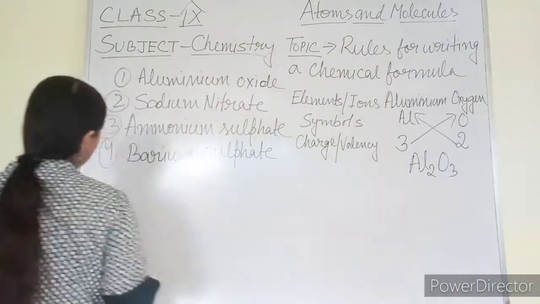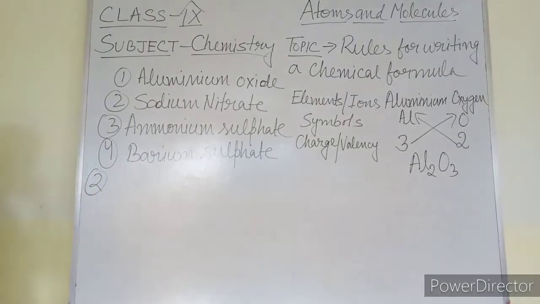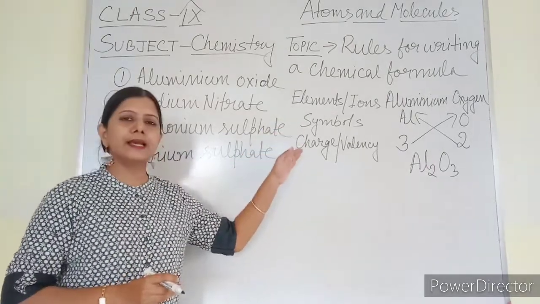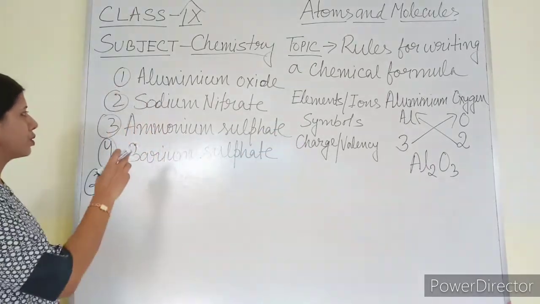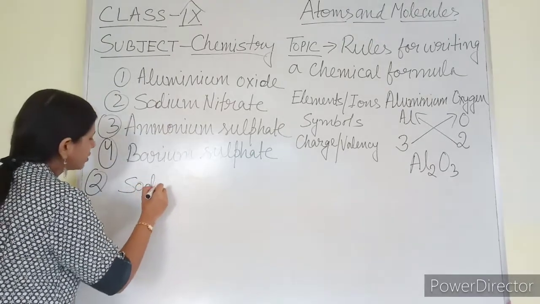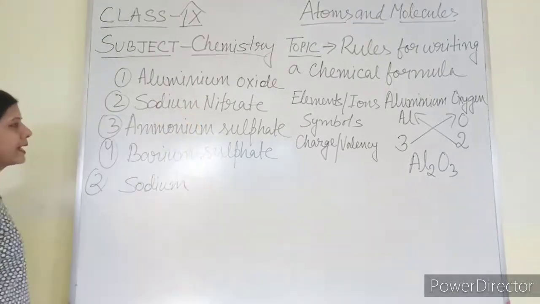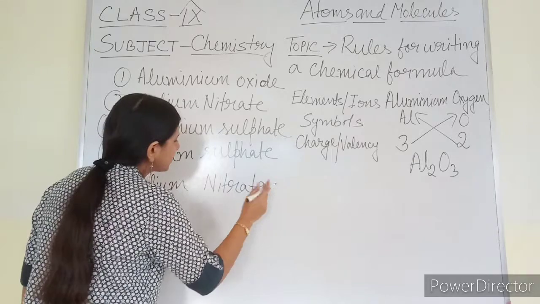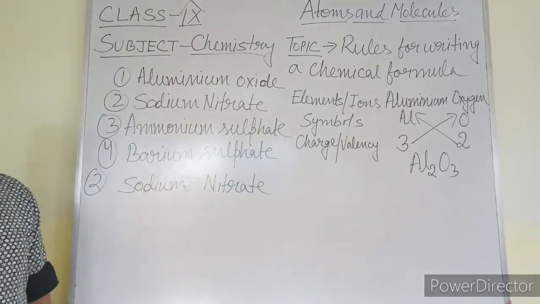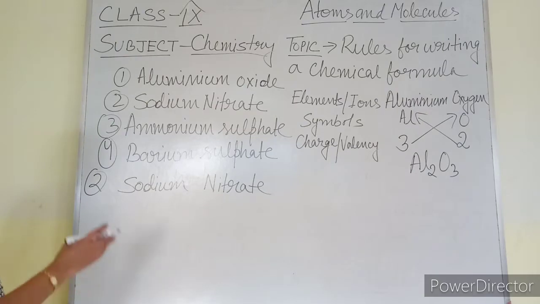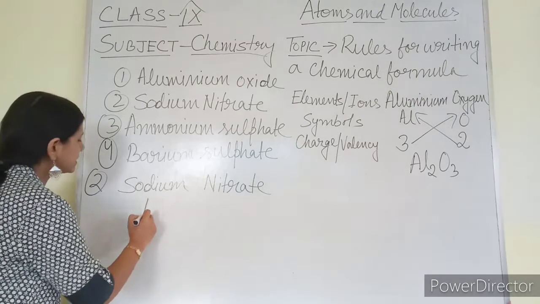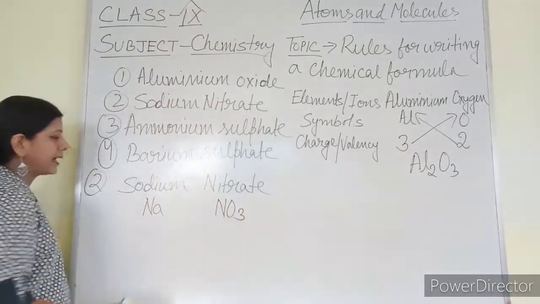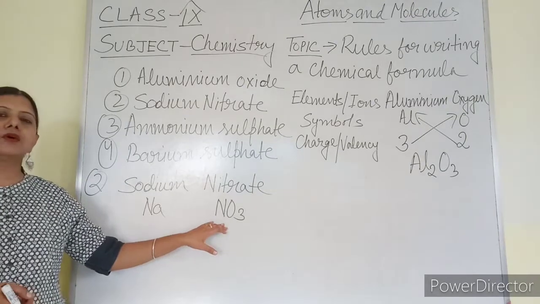Okay. Now the second one, sodium nitrate. The same way I will write down. I am not writing these things again; you can write this down by yourself. Sodium is the element and nitrate is an ion, a radical. Nitrate radical, so I can write the nitrate ion. What are its valency and symbol? Sodium is Na and nitrate is NO3. The nitrate radical has the formula NO3.